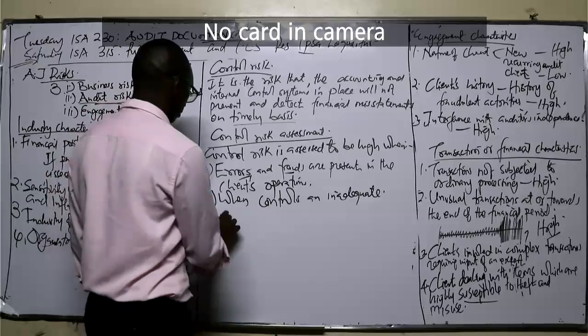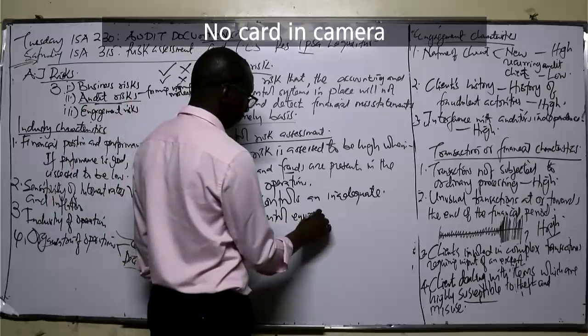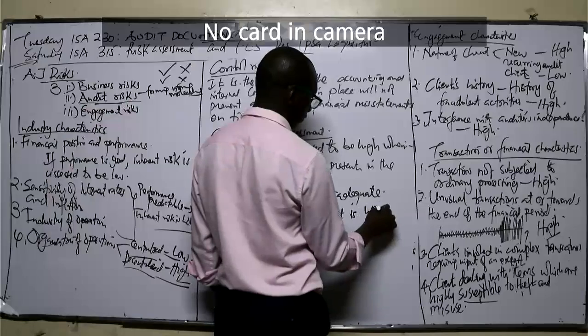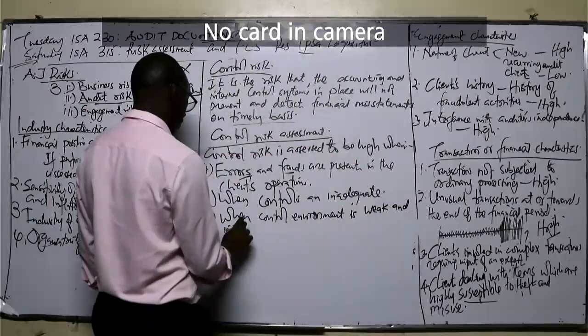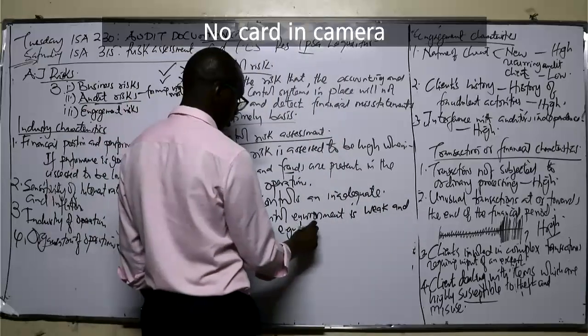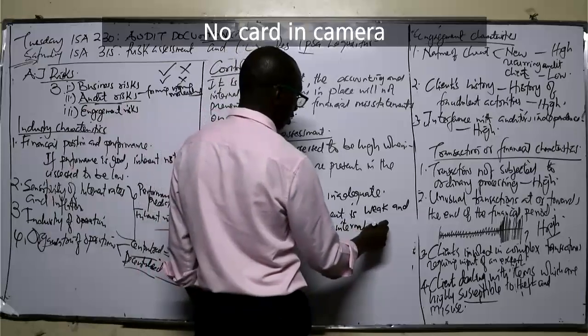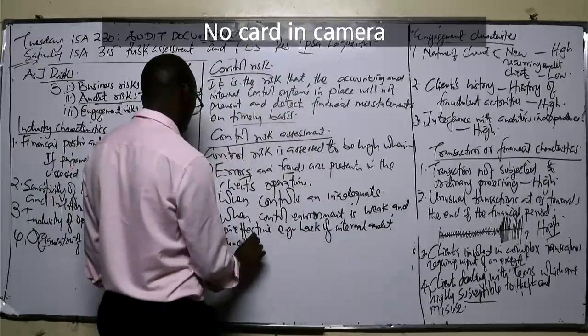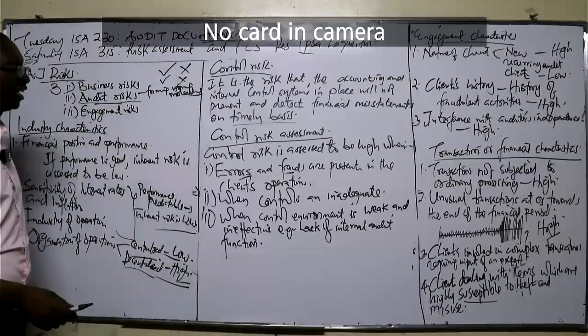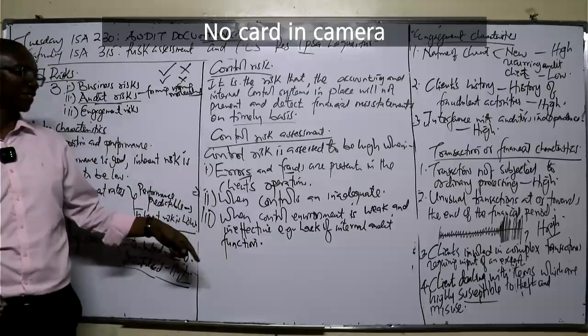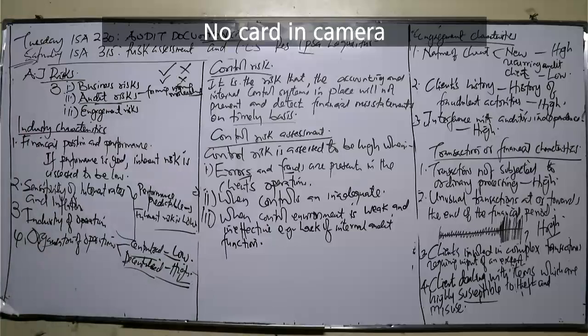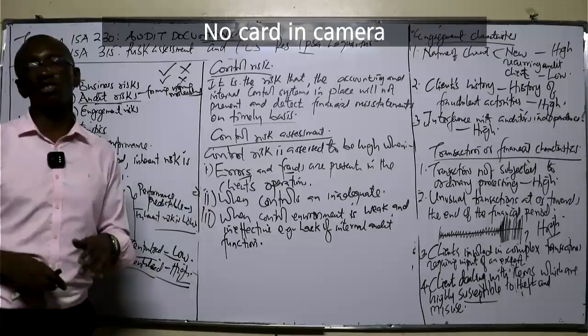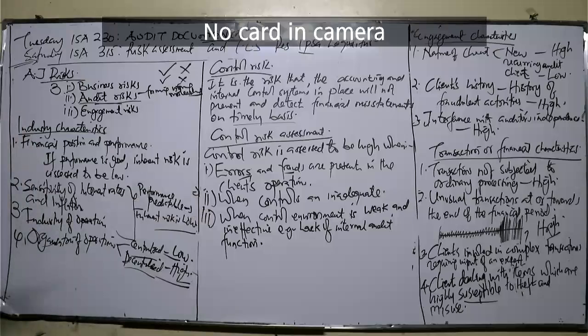Problem number three, when the control environment is weak and ineffective, for example, lack of an internal audit function. Lack of internal audit function is the same as management dominating, because when management dominates, it means there is no internal audit. That's control environment. So when the control environment is so weak or ineffective, we consider control risk as being very high. When there's no oversight body and management dominates, we assess control risk as being very high. That's it on control risk.